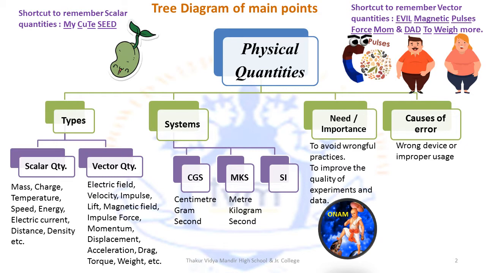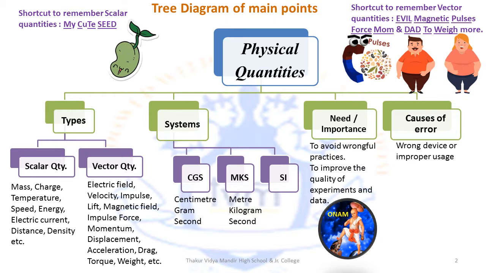For vector quantities, the shortcut to remember is "evil magnetic pulses". So you know dal and all are pulses. Usually they are used to reduce weight, but here they are evil. So evil magnetic pulses force mom and dad to weigh more. So they are increasing the weight of mom and dad, okay? They are doing the opposite of what pulses usually do. So let's remember the vector quantities.